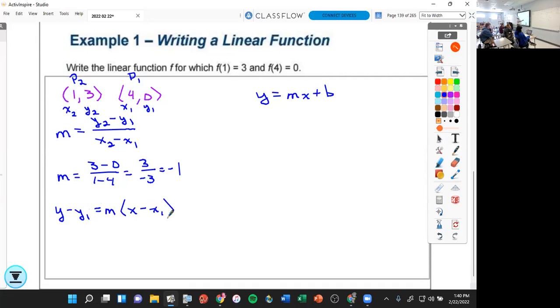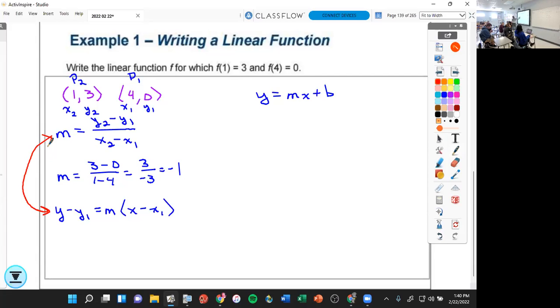Okay, and I want to point something out. If you look very, very closely, these 2 equations right here are exactly the same. Can you see it? If I took this equation and multiplied both sides by x2 minus x1, wouldn't I basically have this? Okay, so this formula comes from the slope formula.